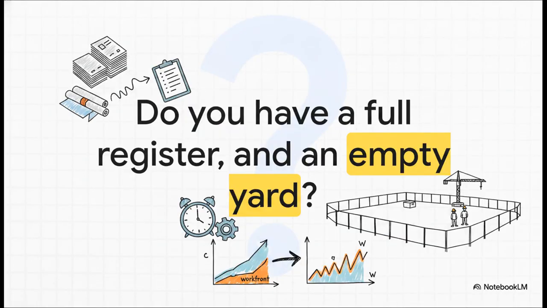Which leads us to this final, provocative thought to take back to your own projects. Do you have a full document register and an empty yard? It's incredibly easy to fall into the psychological trap of celebrating a high volume of issued documents. But if those documents aren't the exact IFC drawings the yard needs to execute their sequence today, your welders are still standing idle and that $12 million clock is still ticking. Always read the Workfront curve, never just the completion percentage alone. You have to protect that physical fabrication sequence at all costs.